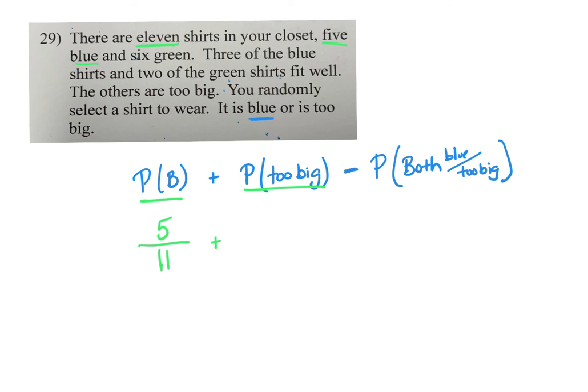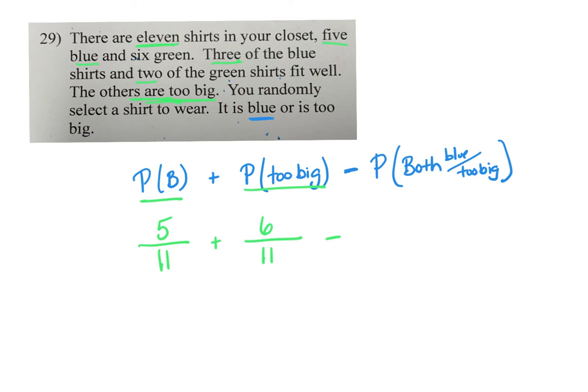Then I'm going to look at the probability of too big. Now think this is just one pull of a shirt. We're not doing 2 different pulls like we did in the last problem. This is 1 pull with 2 descriptions. And so now the probability that it is too big, it tells me that 3 of the blue and 2 of the green fit. So 5 of them fit well. The rest out of 11 are too big. So that means 6 out of 11 are too big.